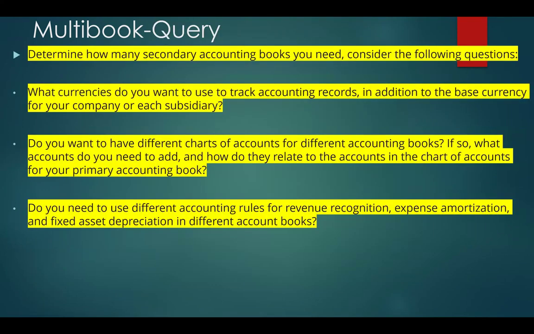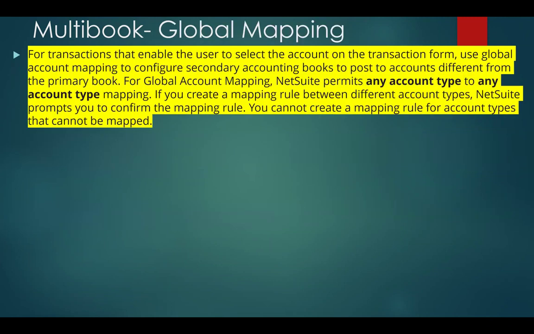Before enabling the multi-book feature, we just need to ask the client whether the currencies of all the parallel books are similar or different in terms of the base currency, whether they are using a chart of accounts that is different in the primary book and the parallel book, and whether the revenue, expense management, and depreciation accounts are the same or not. There are many other questions you can also ask to confirm whether the client needs multi-book or not, based on the industry.